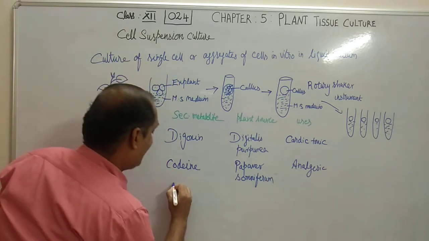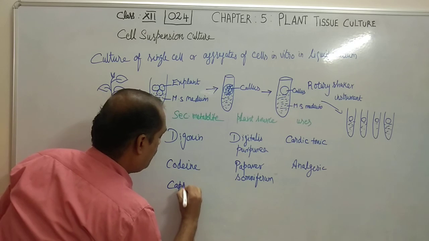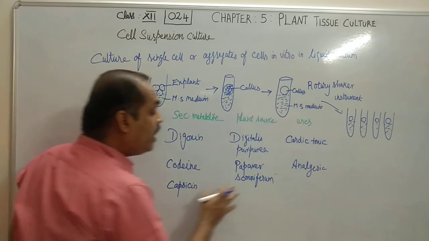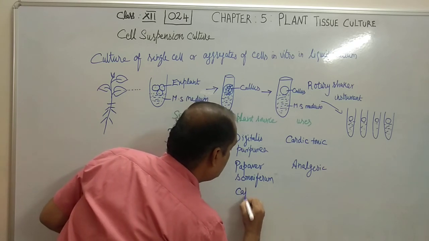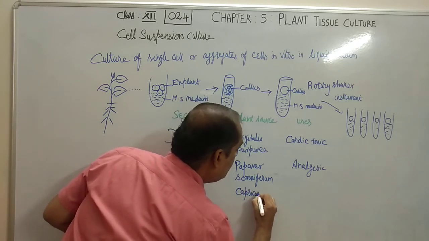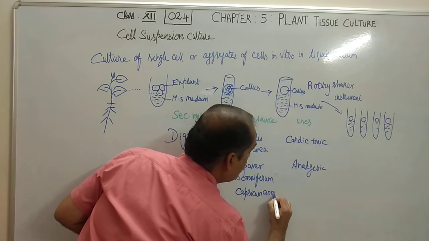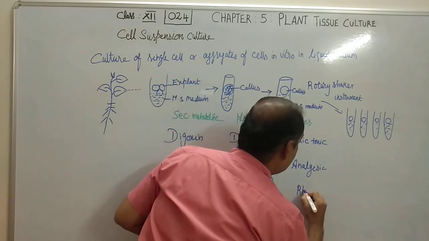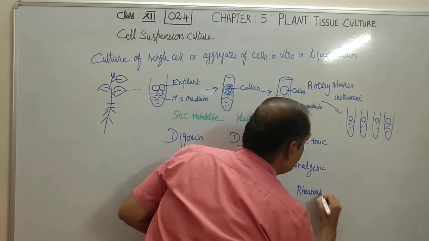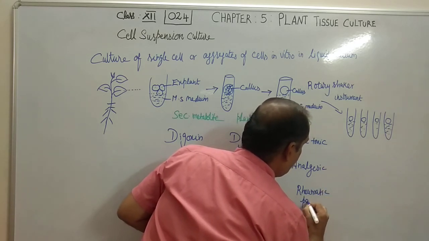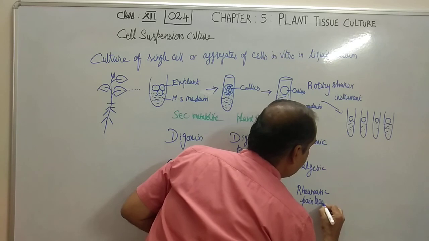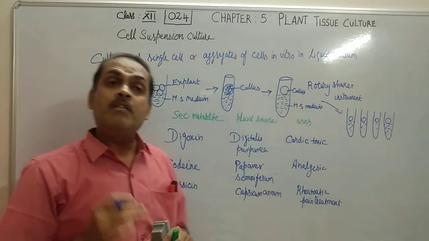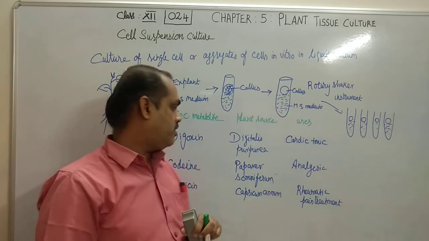Then another one, capsaicin. Capsaicin is the name of the secondary metabolite obtained from Capsicum annuum, which is used in the treatment of rheumatic pain, that is, in rheumatoid arthritis. That means pains in the joints.